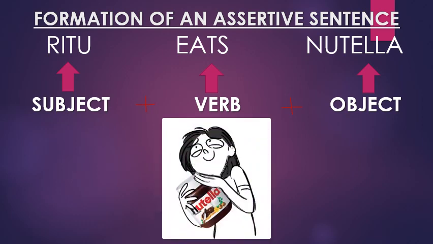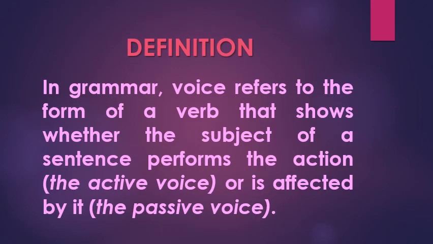And now let us talk about the definition of active and passive voice. See, in very simple terms, in a general sentence, when the subject is performing an action, that is called active voice. And when a subject is not performing any action, it is just affected by that action, that is called passive voice. Let us have an example to understand this concept.